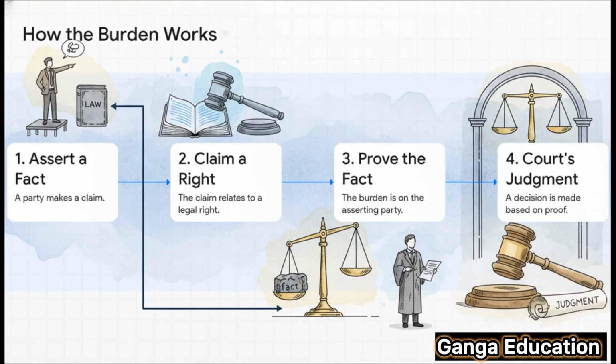And this slide illustrates the practical process in court very well. It's a logical chain. You see, first the party asserts a fact, then claims a legal right based on that fact. As soon as they do that, the burden of proof automatically falls on that same party, and only when they provide that proof can the court give a judgment in their favor. It's a very simple and logical process.